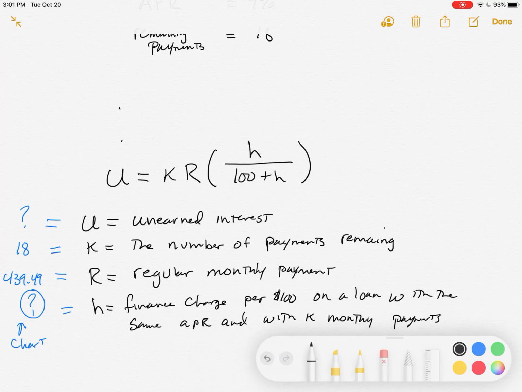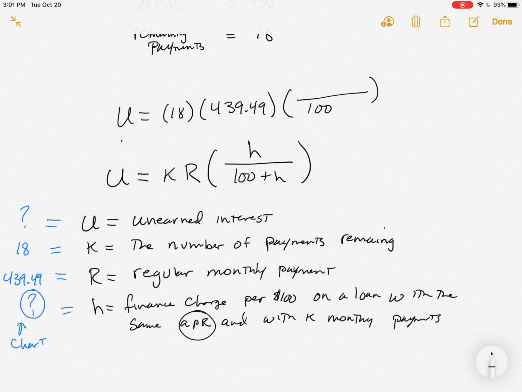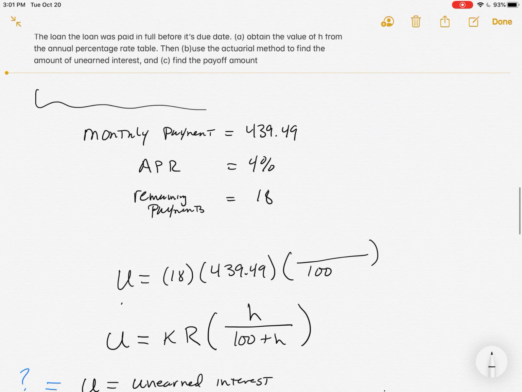U is equal to K. We know what K is. K is 18. Regular monthly payment, $439.49. And now we're stuck because we don't know what H is. So let's go find H. What do we need to know? We need to know the APR on the loan and what K is, how many monthly payments we're going to make. So we'll need to know those things.